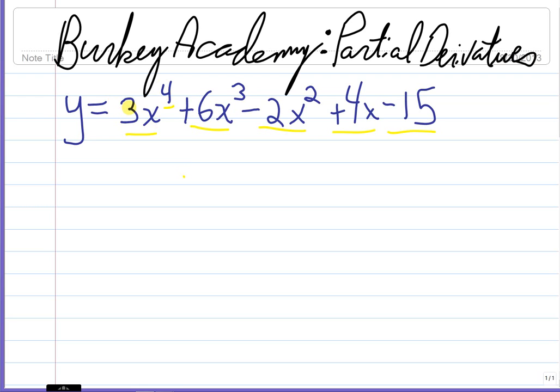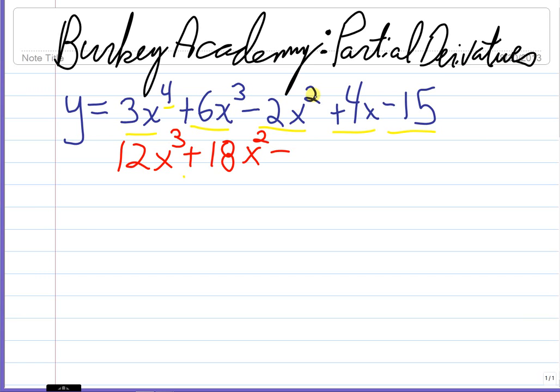So for this term, we would get 4 times 3x. Let me change into a color that's a little bit more easy to see. 4 times 3x, and subtract 1 from that 4, so 4 times 3x cubed, which is 12x cubed. And this will be familiar to most of you. And let's just carry on and do the rest. 3 times 6x will give us 18x, and subtracting 1 from the third power, you get the second power.